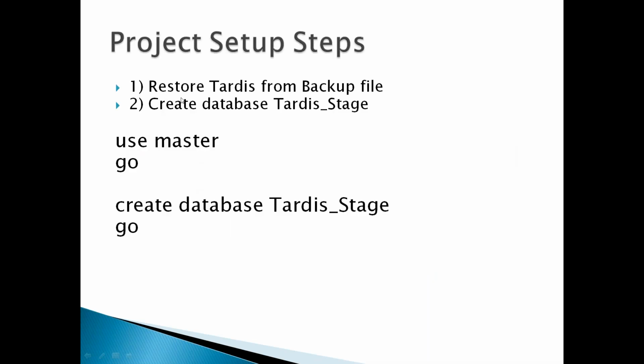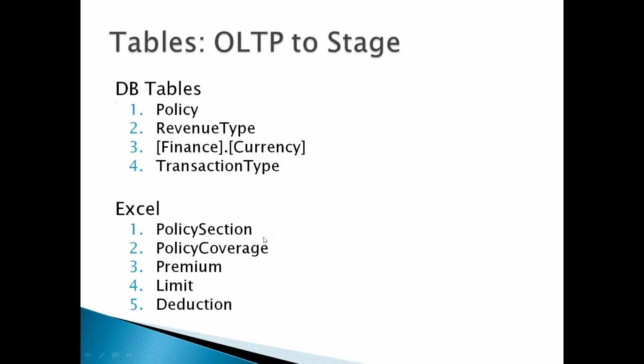This is what I have done. Restore the TARDIS from the backup file, that we have done. Create a database TARDIS stage using the script, this we have also done. Clear? Now, what are the tables that we're going to be using? Remember, we are going to be using policy table, revenue type, finance.currency, transaction type. These four tables are coming from where? Database. Let me go to the database.